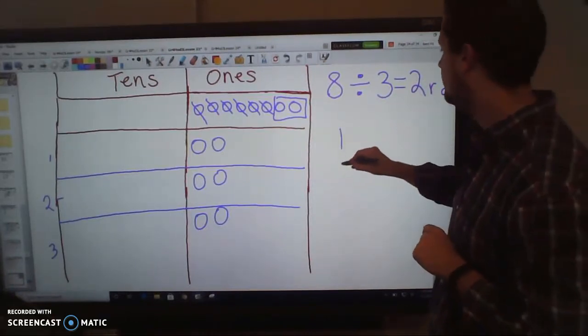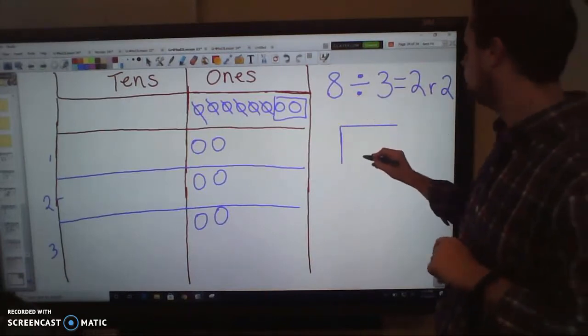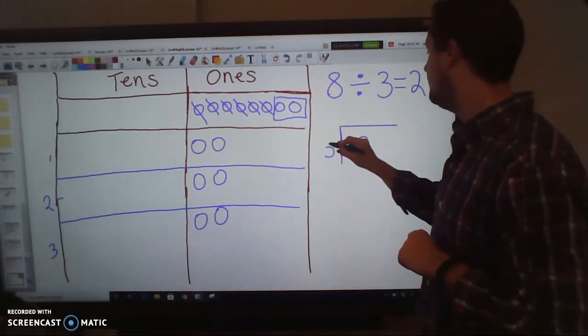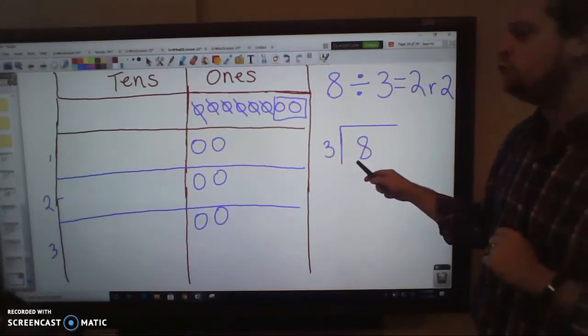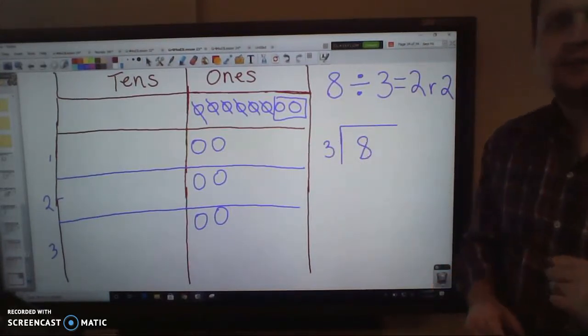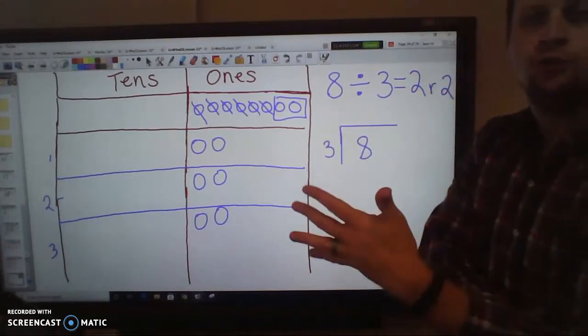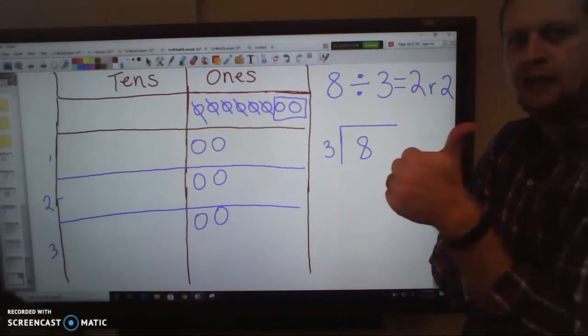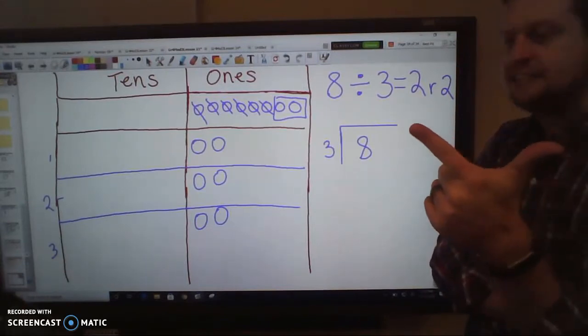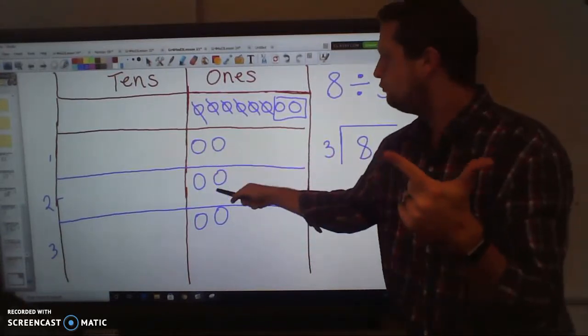So taking a look at our algorithm, 8 goes on the inside, 3 goes on the outside. How many groups of 3 can you make out of 8? So this is why also last week knowing your multiples is super important. Because if you know your multiples, you got 3, 6. That's what we have here. 1, 2, 3, 4, 5, 6.